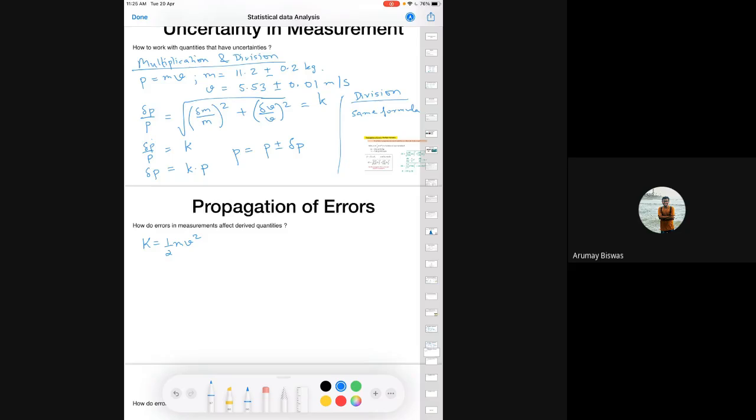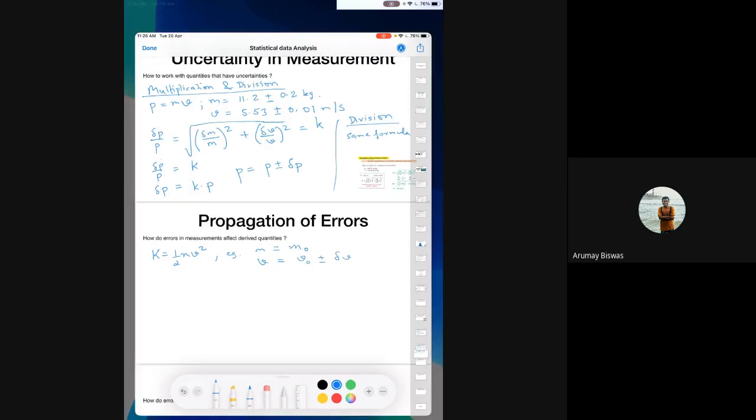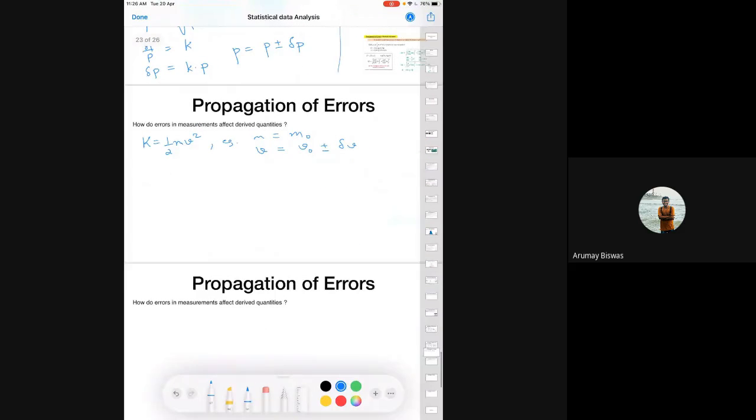Okay? So here let's first take an example where my mass has no uncertainty. It is some fixed value, m0, and my velocity or speed has some uncertainty. Then I plot the kinetic energy, which is basically a function of V, against V, and I get some sort of plot.